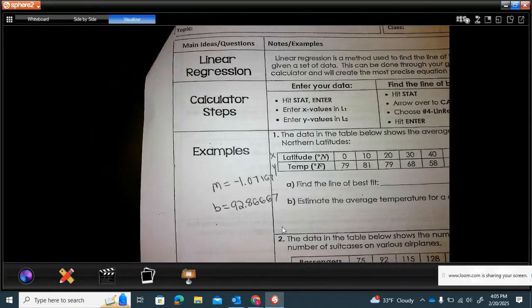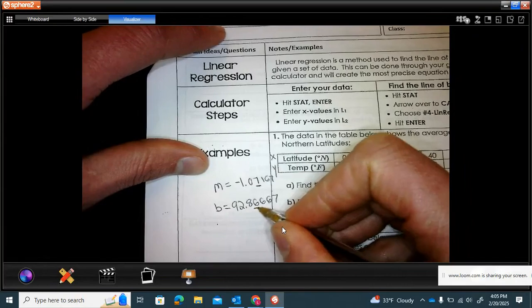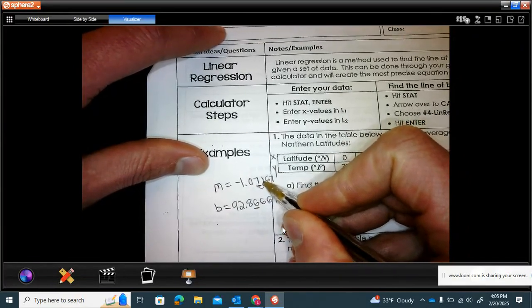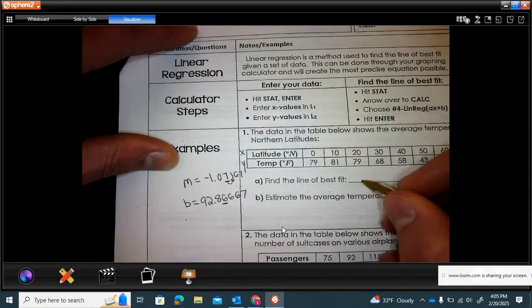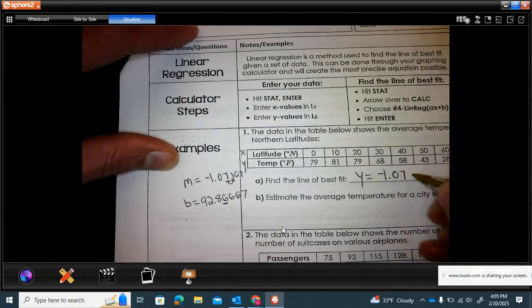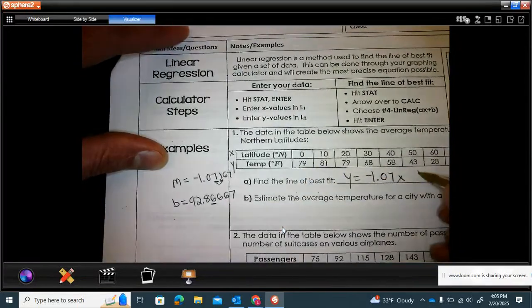And now I want to round these to the nearest hundredth. So the hundredth is the second decimal place. So I'm going to underline the second decimal place. Because that is a 1, because it's not 5 or greater than 5, it's going to stay negative 1.07. So my equation is going to be y equals negative 1.07 with an x, because that's my slope. Then I need an x next to my slope. And then my y-intercept is positive 92.